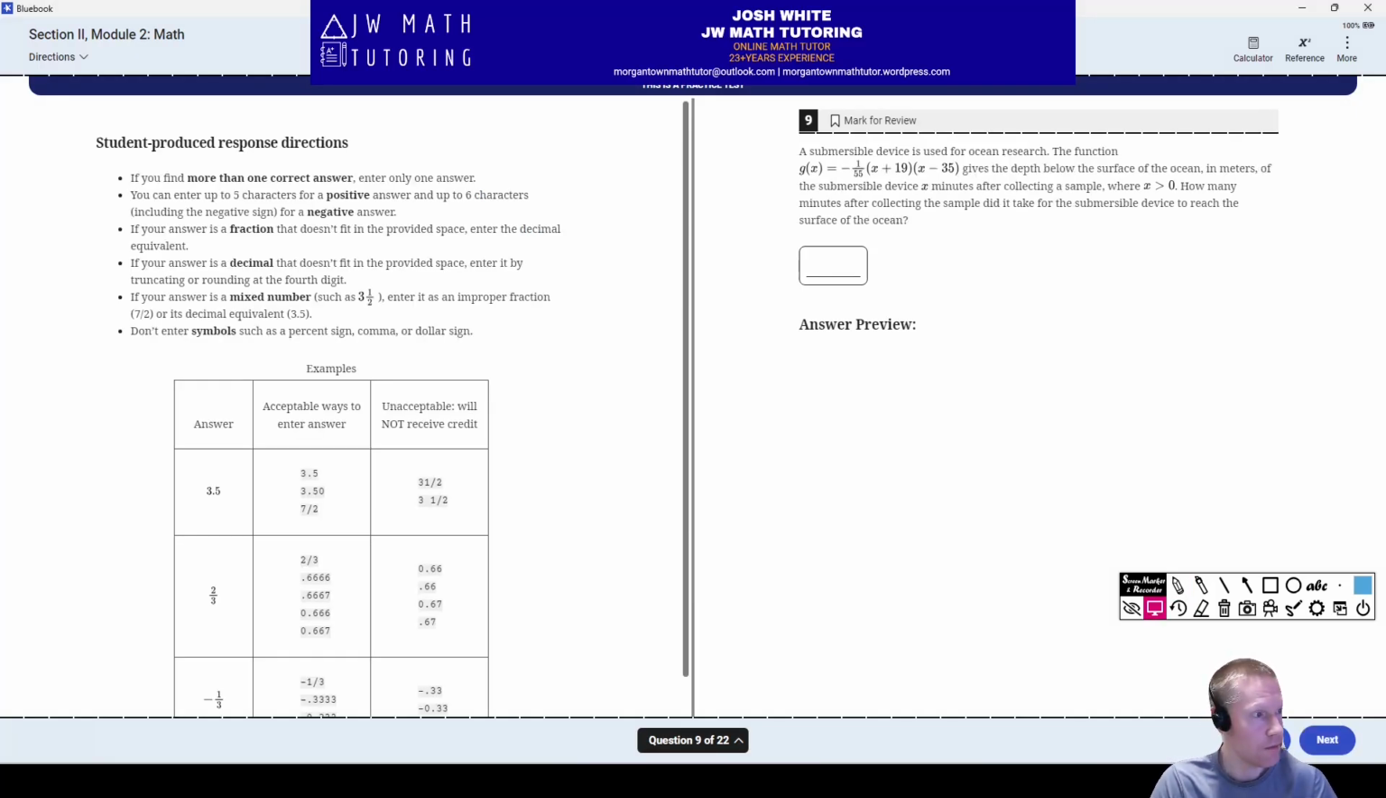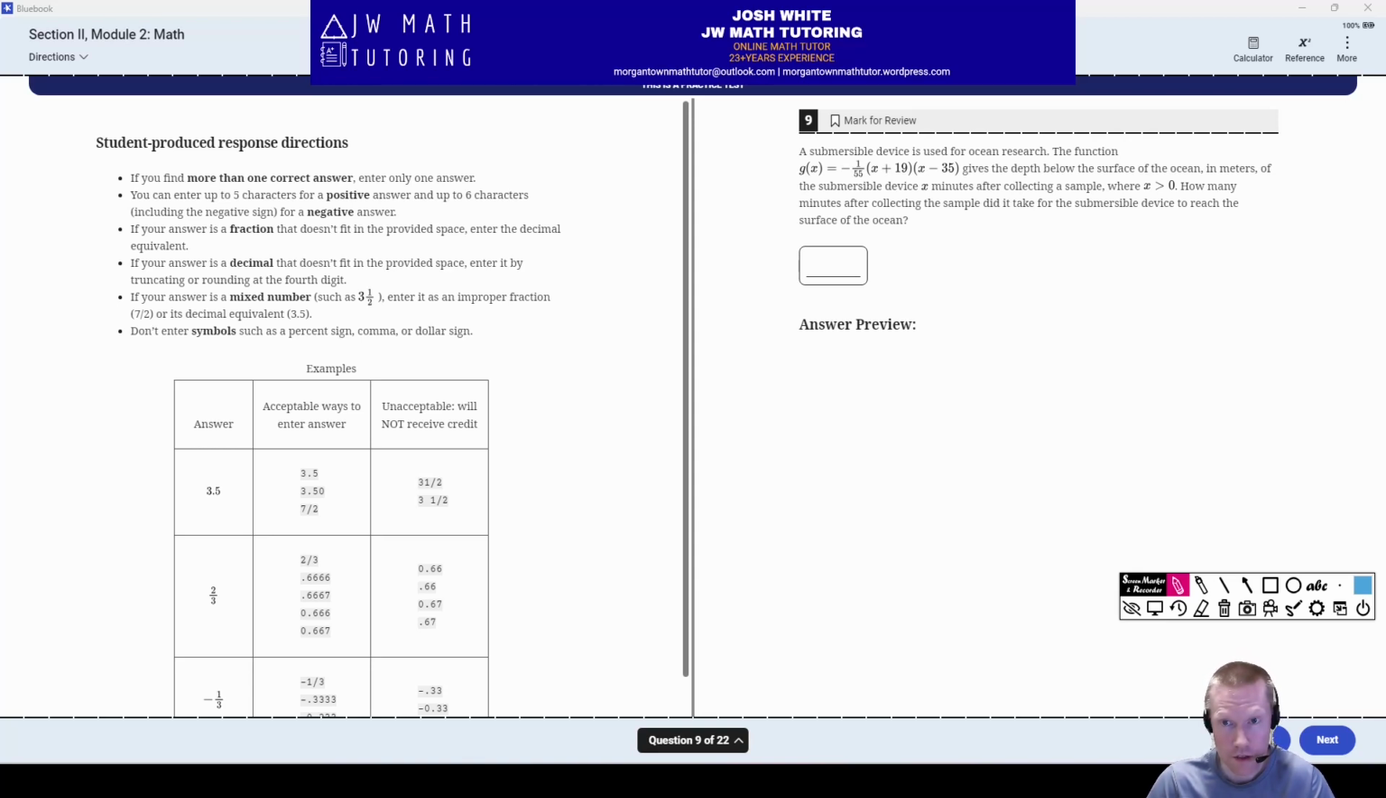Next up, question number 9. So for this one, I have a quadratic function. It's actually given in intercept form. It wants to know how many minutes after collecting the sample did it take for the submersible to reach the surface?